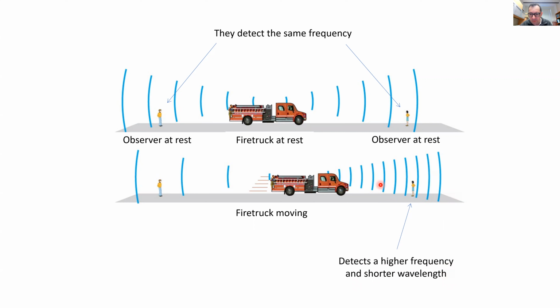You can see from the picture that she's receiving more wave fronts per second than when the truck was not moving. Now, if you look on the other side, notice that the wave fronts are farther apart, simply because when the truck emitted this one, it then moved to the right before emitting the next one. And so they're farther apart than they were when the truck was not moving. So this observer detects a lower frequency and a longer wavelength. So it's a pretty simple idea that underlies the Doppler effect. But actually it can be quantified.